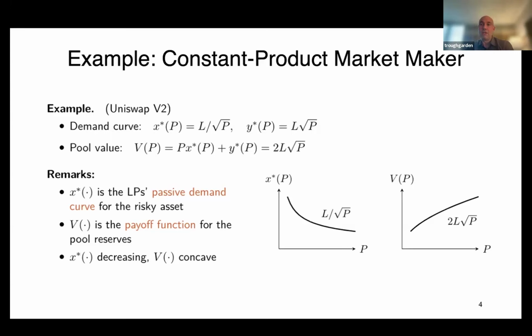So capital L is the liquidity parameter, the geometric mean of the quantities X and Y. And then the demand curve is just that liquidity parameter capital L over the square root of the price. Similarly, the pool value, remember this is just the value in dollars of the combination of assets that are held in the pool. Right, as CMAC said, that's always going to be a concave function, concave in the price of the risky asset. For the special case of a constant product market maker, that in fact is just 2 times L times the square root of P. Okay, so those are both going to be relevant terms for us.